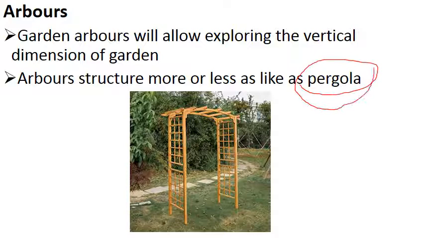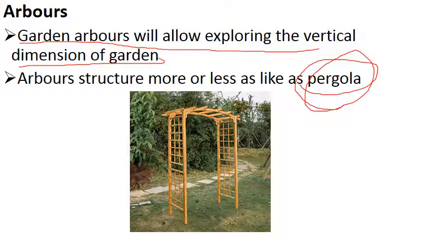If you don't know what a pergola is, go to my previous lecture. There we clearly explained what a pergola is, where it is used, and what plants, the climbers, herbs or shrubs, are grown under a pergola. You should watch that video. Garden arbors allow exploring the vertical dimension of a garden. An arbor structure is more or less like a pergola.